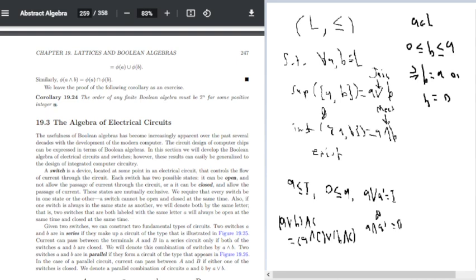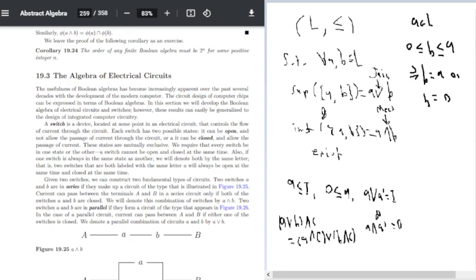I'll probably do this exercise, but if you know much about power sets and why they must have order 2 to the cardinality of whatever you have, and we have a power set on the set of atoms, it really just naturally follows. So, the algebra of electrical circuits. Ooh, this is an application I actually know shamefully little about, so I'm excited for this.